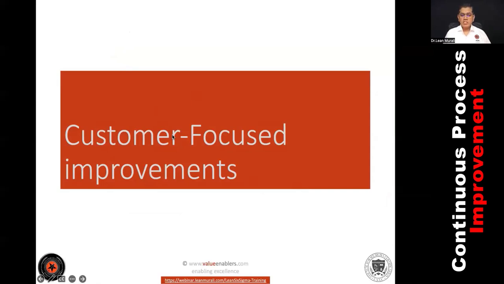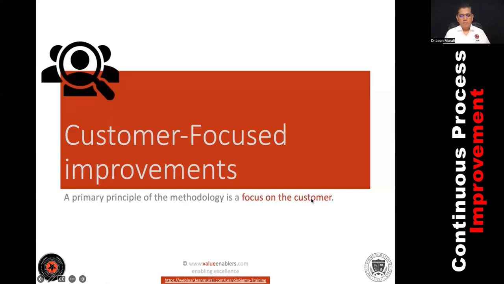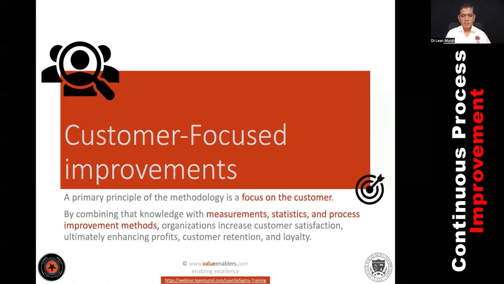In the principle, customer-focused improvements, all of you type CFI in the chat box. Customer-focused improvement. This is one of the core principles of Six Sigma. I will explain to you quickly what we spoke in the last session about customer-focused improvements. Focus on the customer. That's one of the principal methodologies in Six Sigma. Now, how do you focus on the customer? Measurements, statistics, and process improvement.